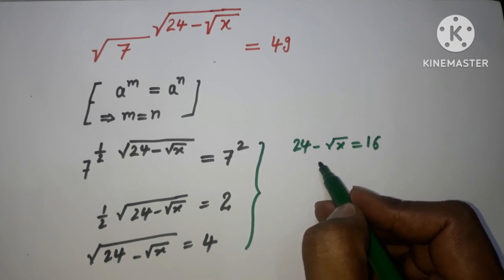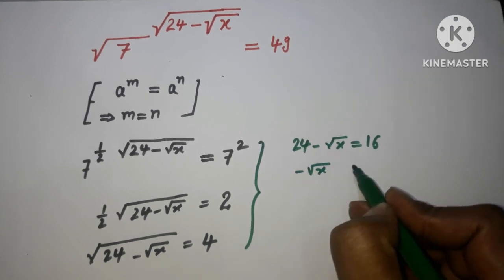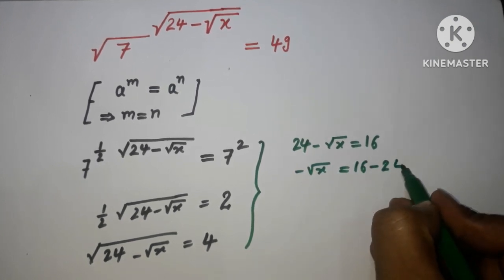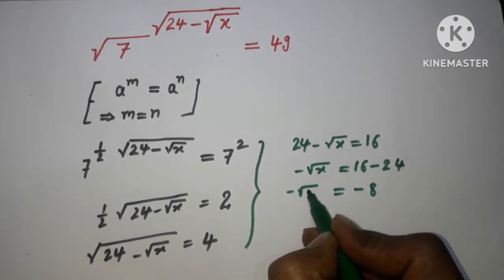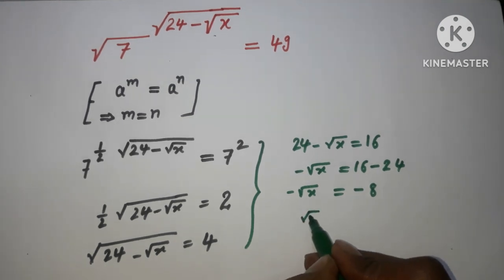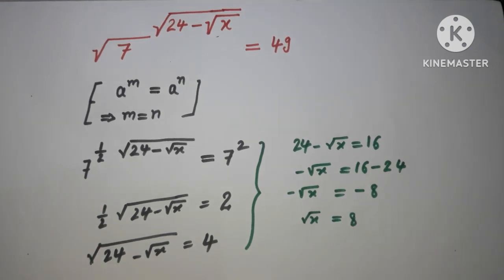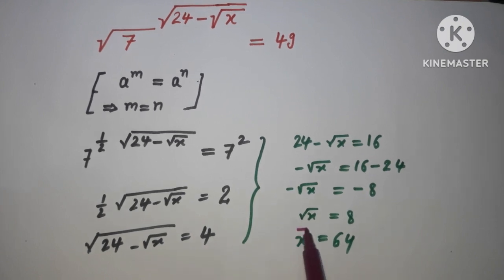Now we need to put all the constants on the right side and all the variables on the left side. So it is root under x, and here 16 minus 24 is minus 8 over here, and here minus root under x. So I need to remove this negative sign from both sides. I multiply by minus 1 on both sides, and then I have root x is equal to 8. Finally I need to remove this root. How? By squaring on both sides. Then x is equal to 8 square, which is 64, and this is the solution for our question.